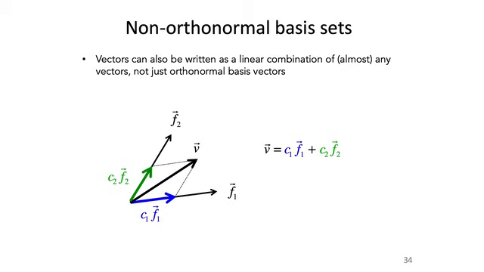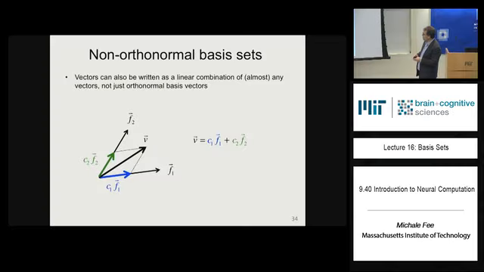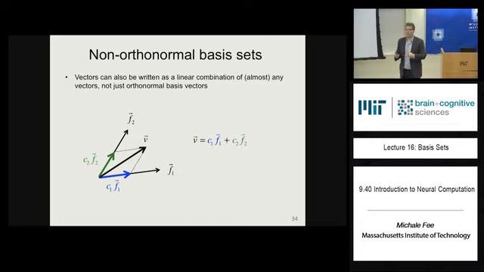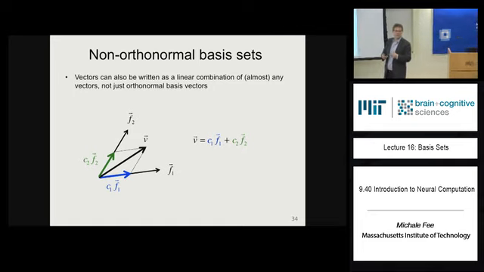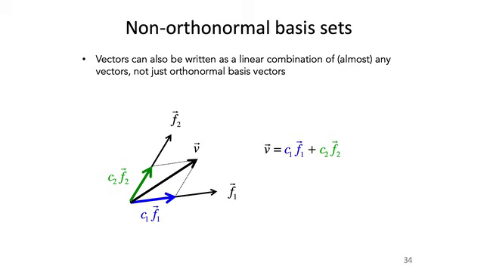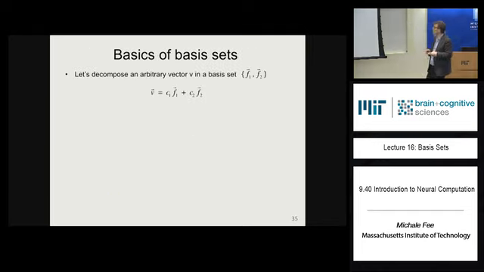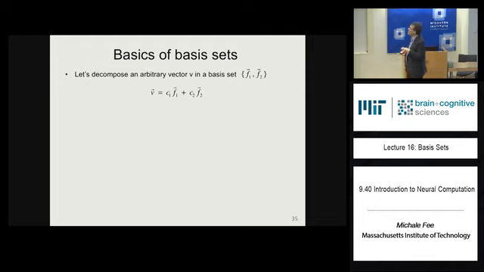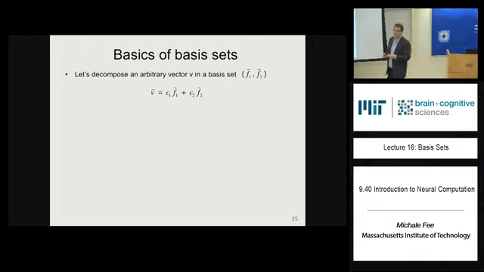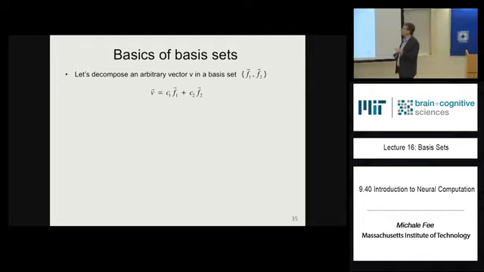So you can write down this vector v as a sum of a component in the f1 direction and a component in the f2 direction, even if f1 and f2 are not orthogonal to each other, and even if they're not unit vectors. Again, v is expressed as a linear combination of a vector in the f1 direction and a vector in the f2 direction.